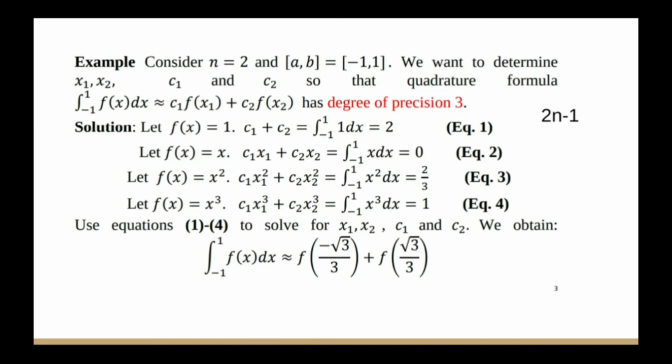Next, we have let f of x is equals to x. So we have c sub 1 times x sub 1 plus c sub 2 times x sub 2 is equals to 0. Then let f of x is equals to x squared. We have c sub 1 times x sub 1 squared plus c sub 2 x sub 2 squared is equals to 2/3. Next, let f of x is equals to x cubed. So c sub 1 times x sub 1 cube plus c sub 2 times x sub 2 cube is equals to 0. So we have equations 1, 2, 3, and 4.